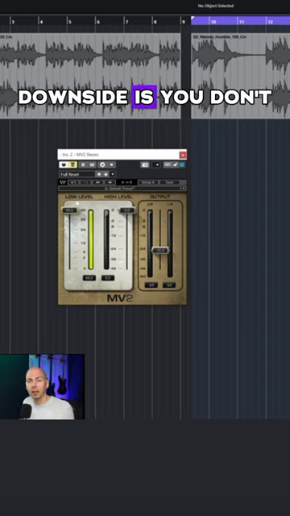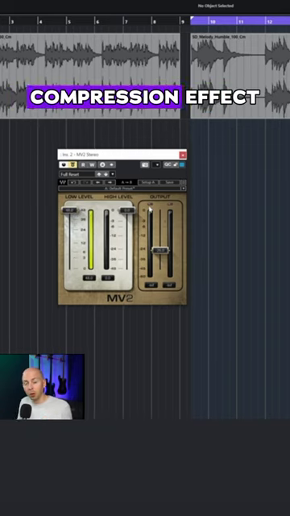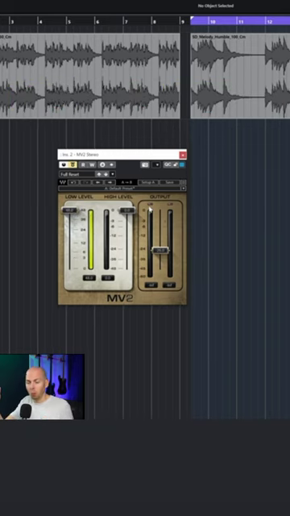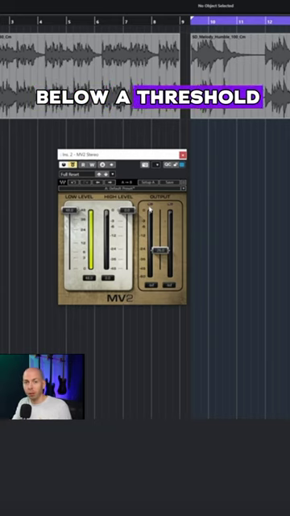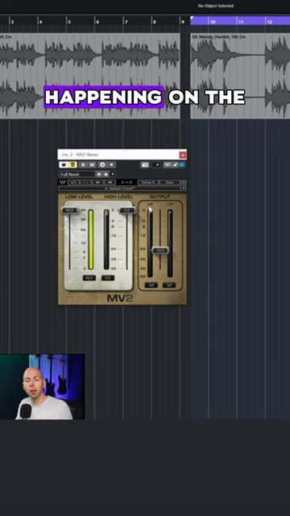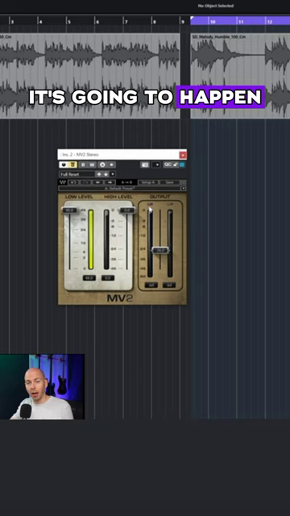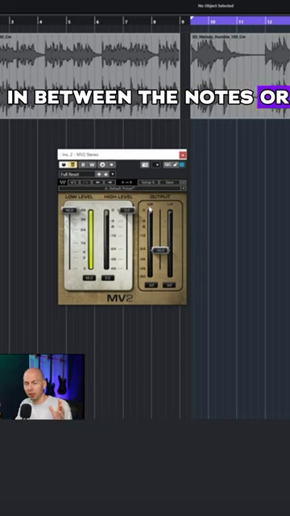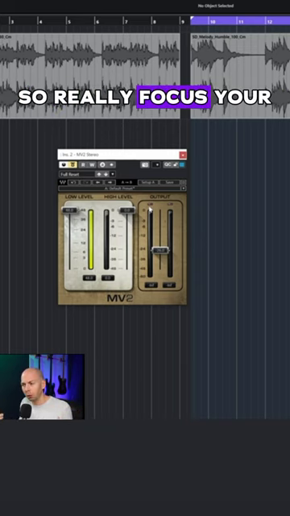The downside is you don't have a lot of control. The upward compression effect is going to occur once the level drops below a threshold. You're not going to hear any compression happening on the transients. It's going to happen in between the notes or at the quieter parts of the audio. So really focus your attention there.